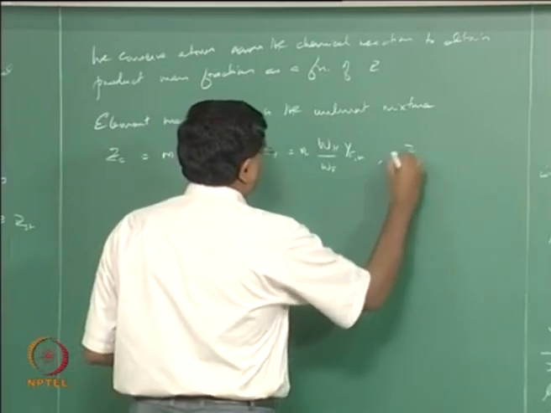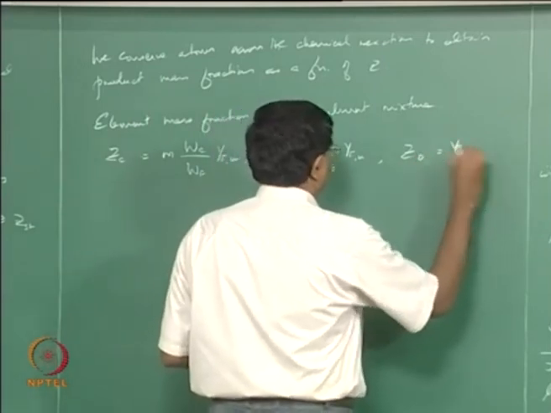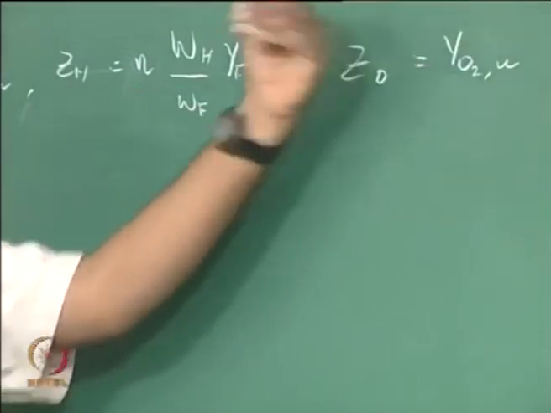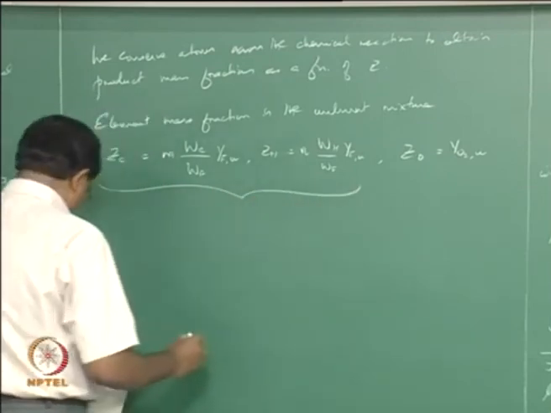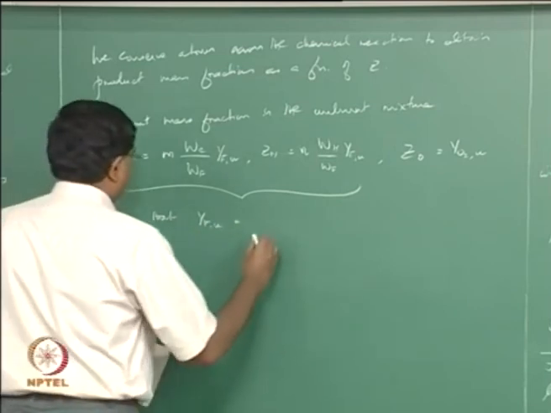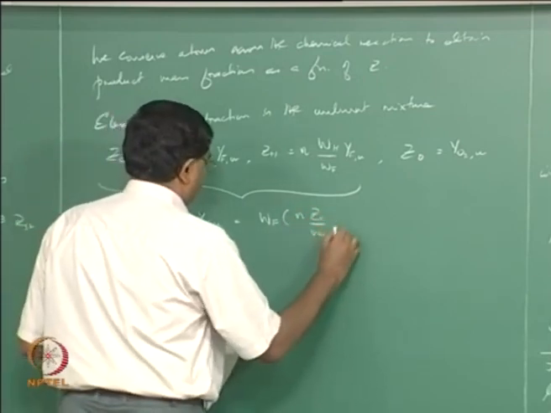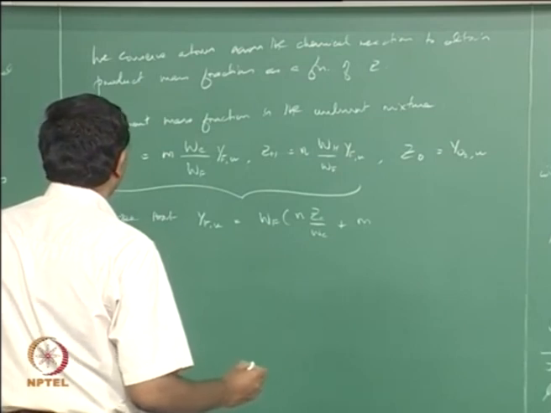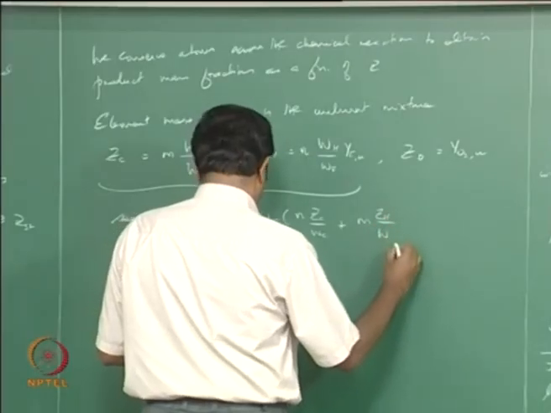For the oxygen, it's mainly coming from the oxidizer stream, so we might as well just write ZO equal to YO2,U, whatever is the mass fraction of the oxygen in the oxidizer stream, unburnt. From here we should now be able to also write for carbon that YF,U is equal to WF times N ZC divided by WC plus M, or did I make a mistake? ZH by WH.